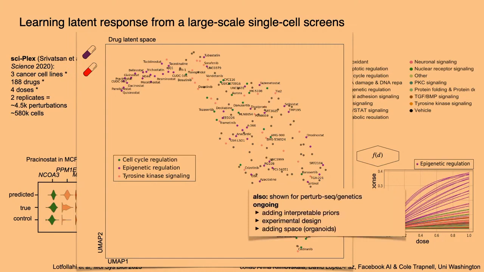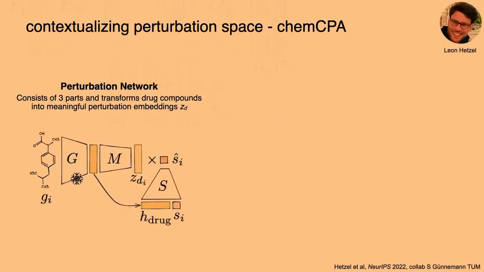And in that paper, this was also shown for genetic perturbations, and we're now currently going towards more interpretable priors. And this is what we try to do here. This is work that Leon did together with Stefan Günnemann, machine learning colleague here in Munich, where we've now been taking this model that I showed you before, but now adding the structure of the perturbations as an additional latent space.